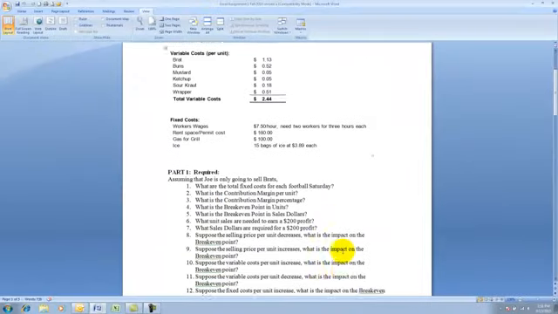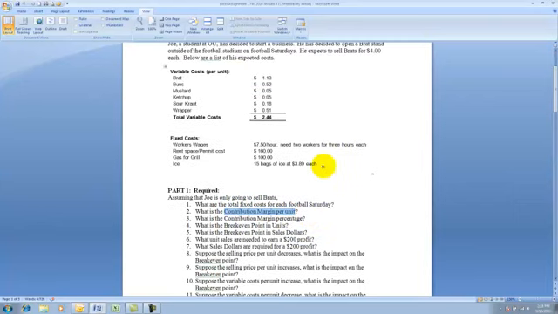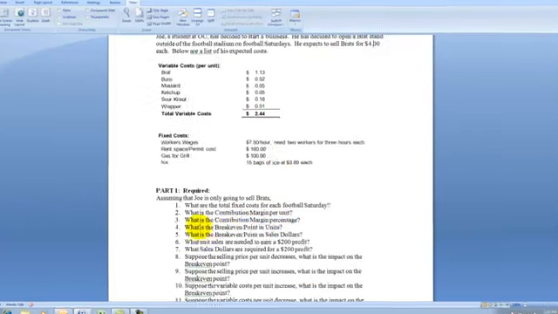So what we need to do in part 1 is to first figure out the total fixed costs for each football Saturday. From there you can figure out the contribution margin per unit, which is your selling price per unit minus your variable cost per unit. Your contribution margin percentage is your contribution margin per unit divided by your selling price of $4 each.